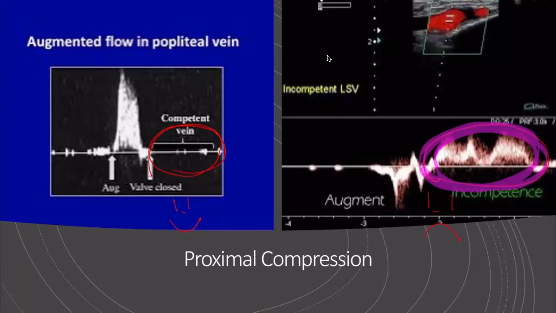So leakage is a demonstration of a Doppler signal once you have already done the proximal compression or the Valsalva maneuver. A hallmark of venous insufficiency is when the aforementioned provocative maneuvers cannot halt blood flow. So they're just saying venous insufficiency is proven when your proximal compression or the Valsalva maneuver has not stopped the flow.